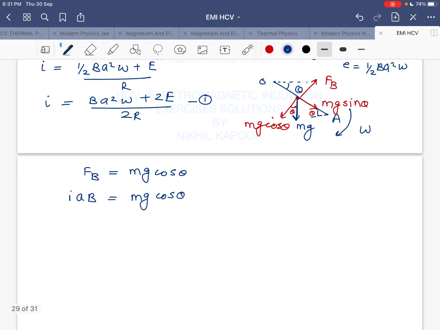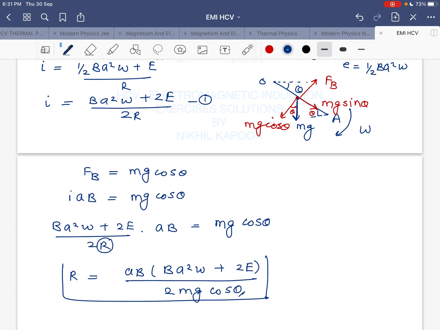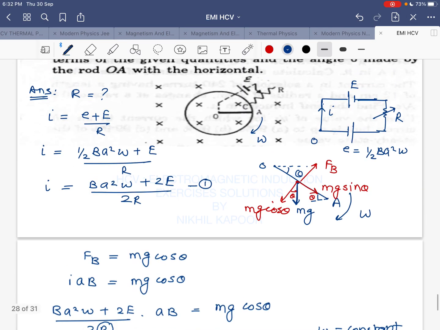From equation 1, the current in the circuit is given to us as BA square omega plus 2E upon 2R, into A into B, is equal to mg cos theta. So the value of resistance R depending upon angle theta would be AB, outside the bracket BA square omega plus 2E, upon 2 mg cos theta. As the angle changes, the variable resistance must be changed according to angle theta in order to keep the rod moving with constant omega, with the help of the external force, the weight of the rod mg itself. So that should be the answer to this question. Thank you.